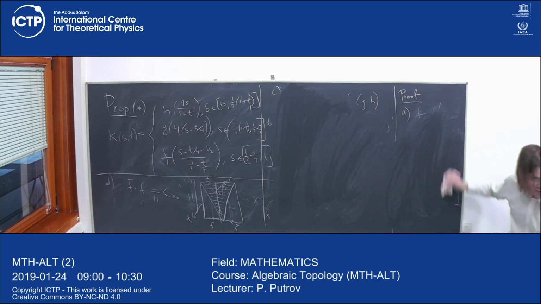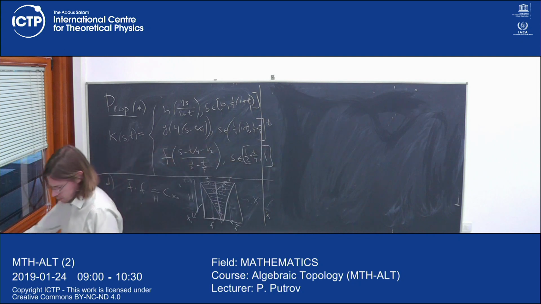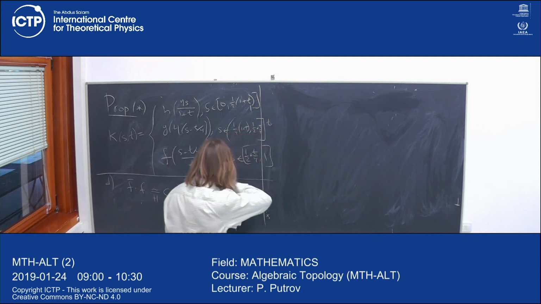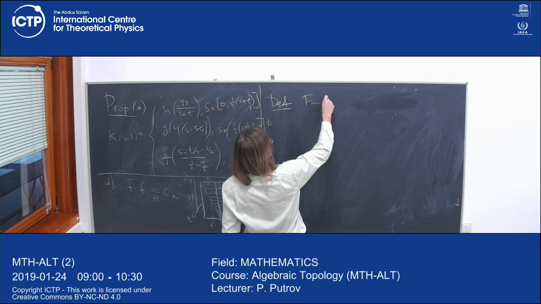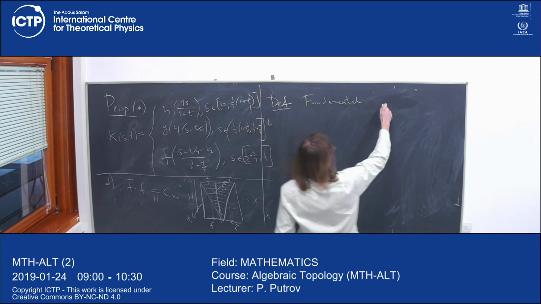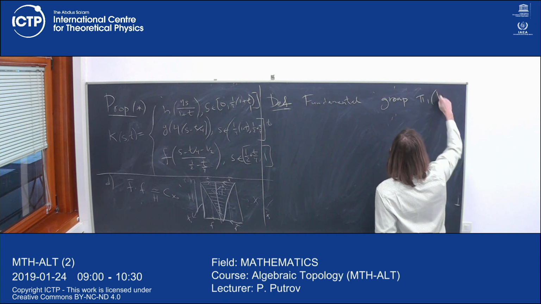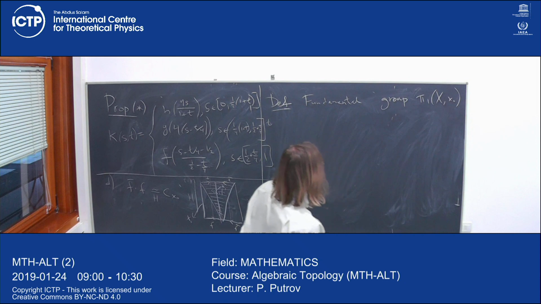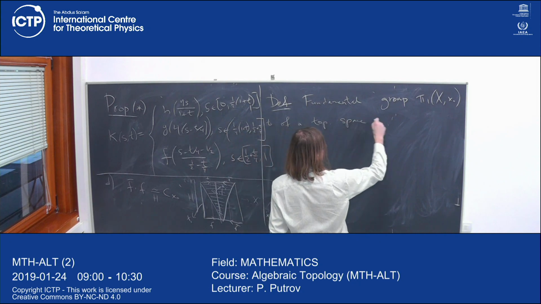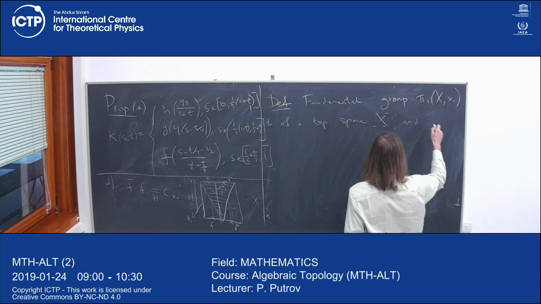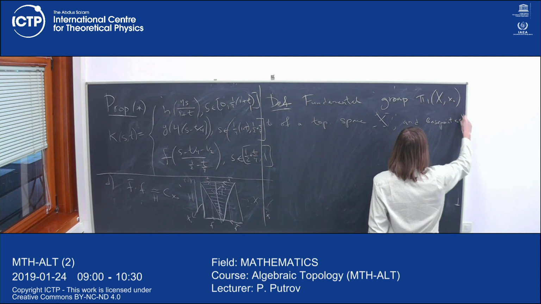Okay, now finally everything is prepared to define the fundamental group, which will be denoted by π1(X, x0), of the topological space X and what is called the base point, which is a choice of point x0 in X.